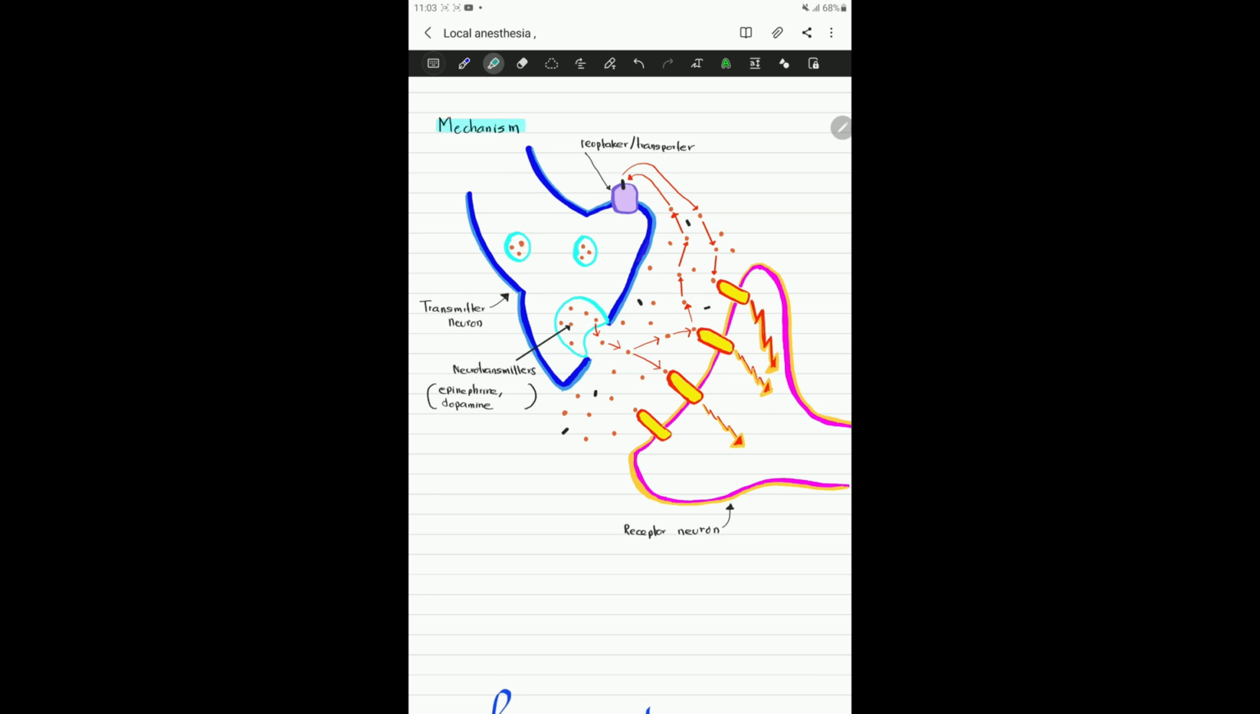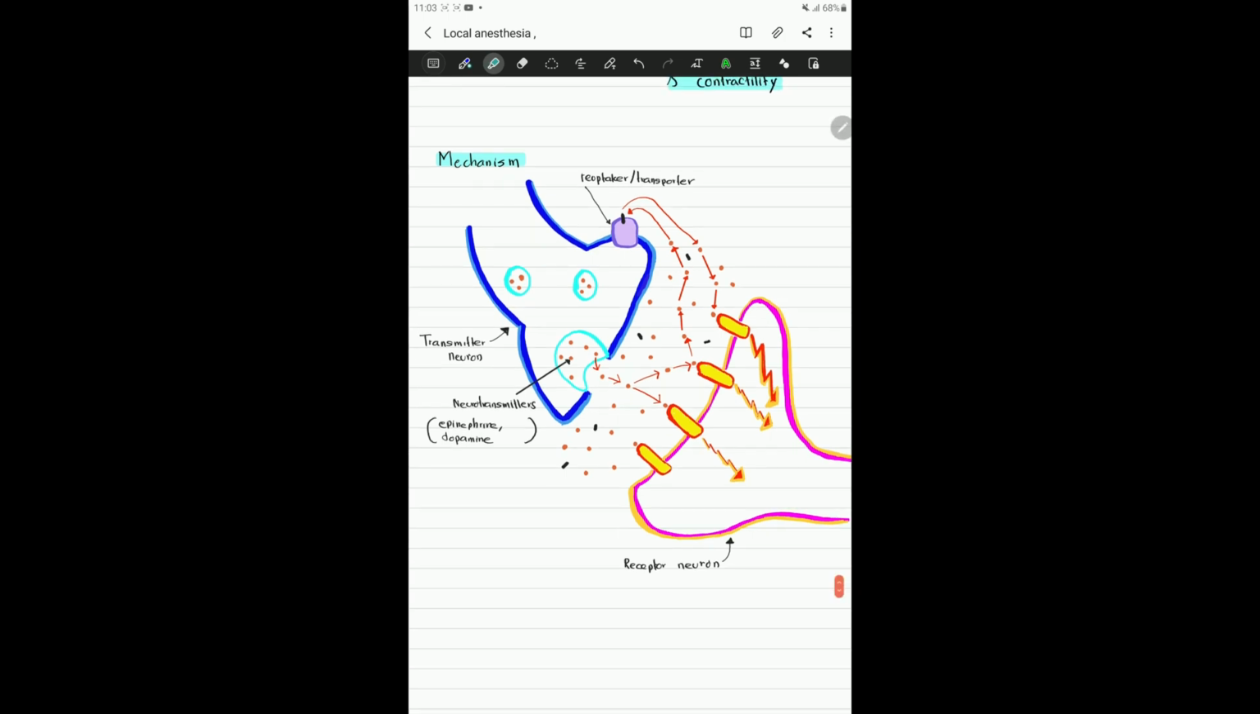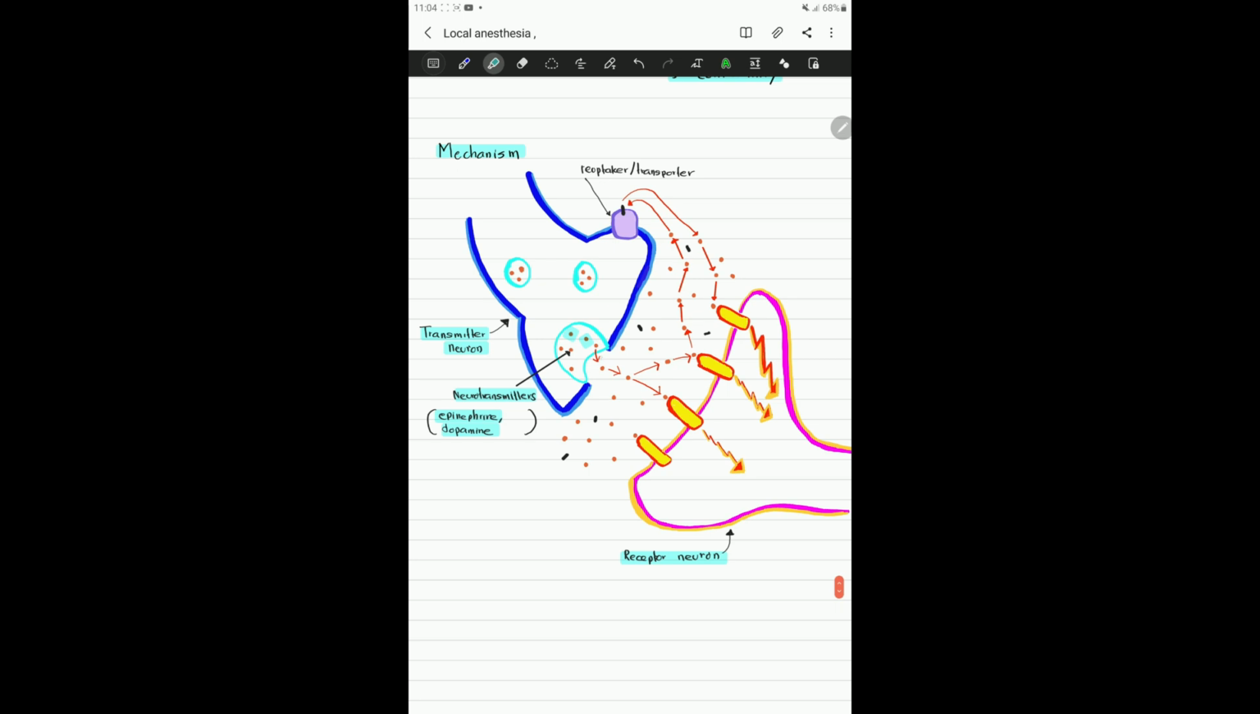Next, we have the mechanism of action of cocaine. So, here we have a transmitter neuron and a receptor neuron, with neurotransmitters such as catecholamines like epinephrine or dopamine. These neurotransmitters are sent out of the presynaptic neuron into the synaptic cleft. They act on receptors on the postsynaptic neuron and cause formation of action potential. Normally, after the action potential is formed, they are taken up by reuptake transporters and degraded.